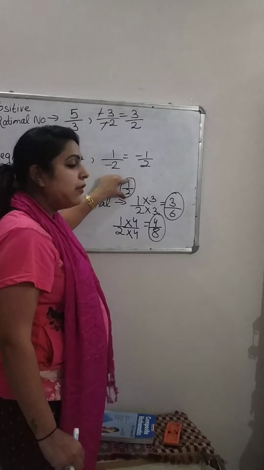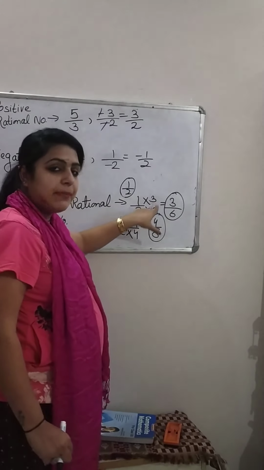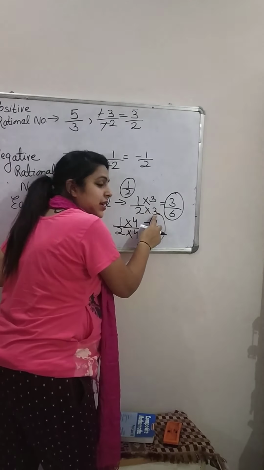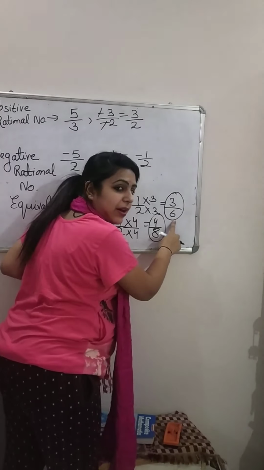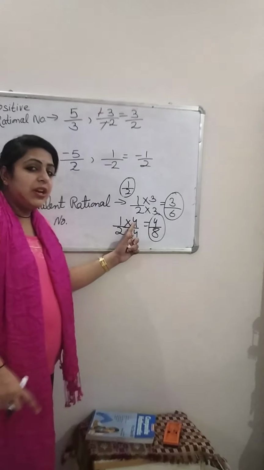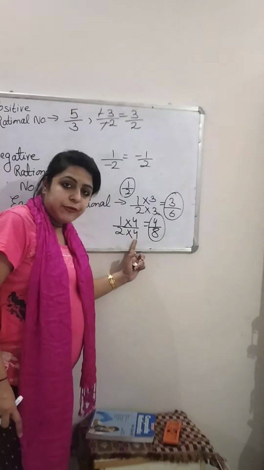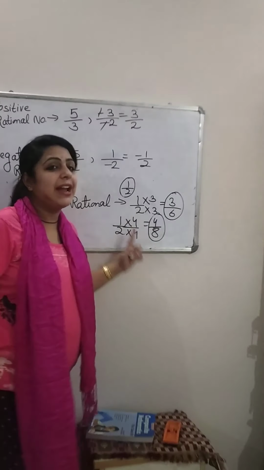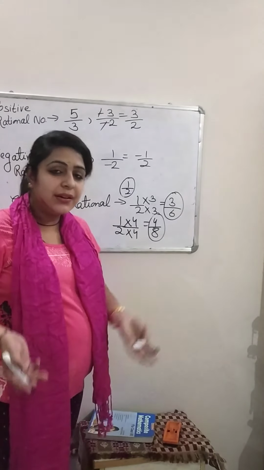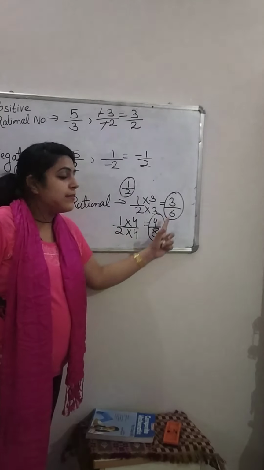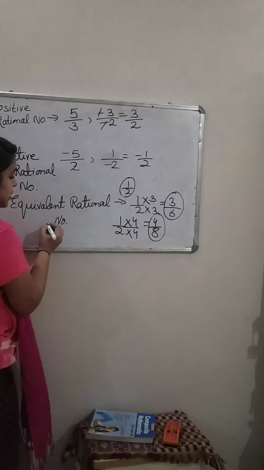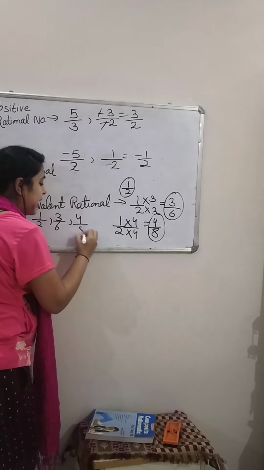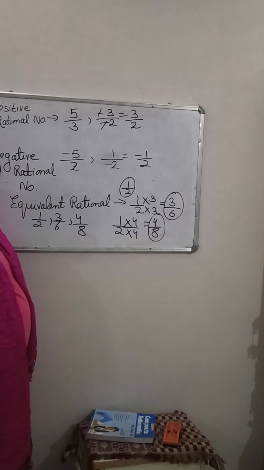See what we have done? We have taken 1 upon 2 and multiplied the numerator and denominator by 3. Whatever we multiply by at the top and bottom, that should be the same. Numerator by 3, denominator also by 3. So it becomes 3 upon 6. Here we have multiplied the numerator by 4 and the denominator by 4. It becomes 4 upon 8. You can have more. You can multiply by 5, by 10, by 12, by 13, any number. So these become equivalent rational numbers. See, 1 upon 2, 3 upon 6, 4 upon 8, all these are equivalent rational numbers.